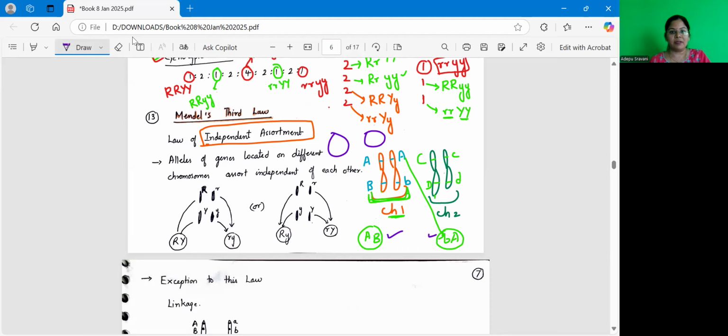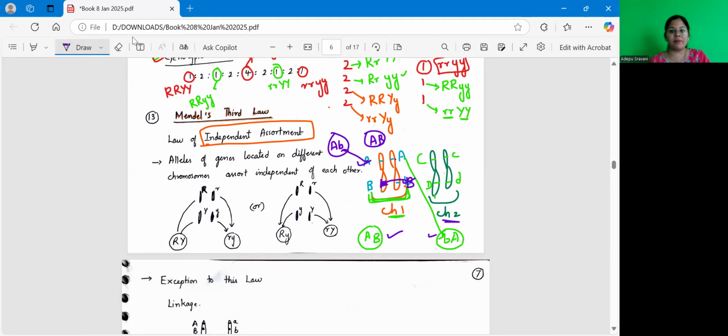AB, capital A, small b. If recombination has taken place, what happens there? This A can go with this. Exchange of genetic material: small b has shifted here, and capital B has moved here. So this A will go with this, and here again B. So this is how we can get different gametes.